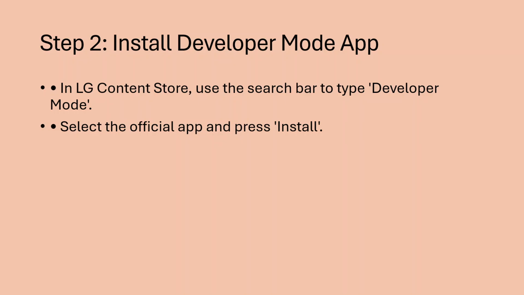Step 2. Install Developer Mode app. In the LG Content Store, use the search bar to type Developer Mode. Select the official app and press Install.